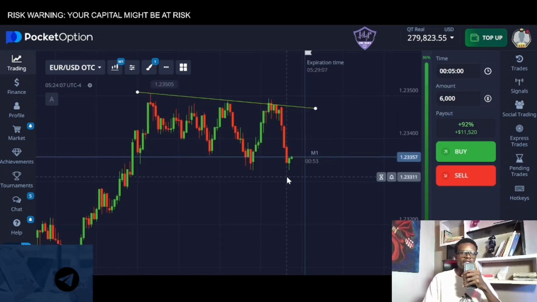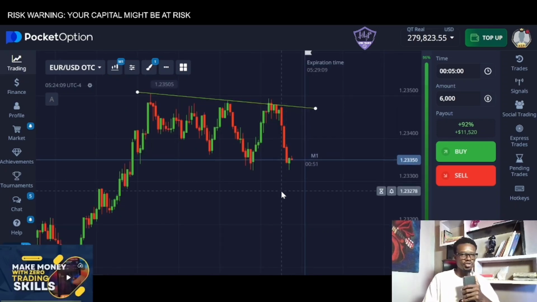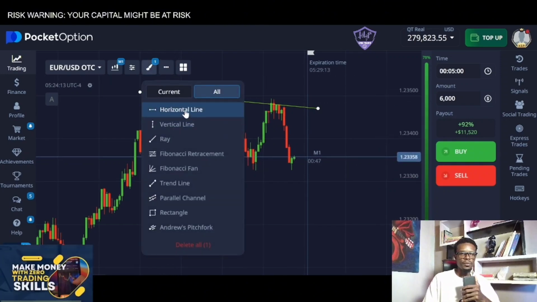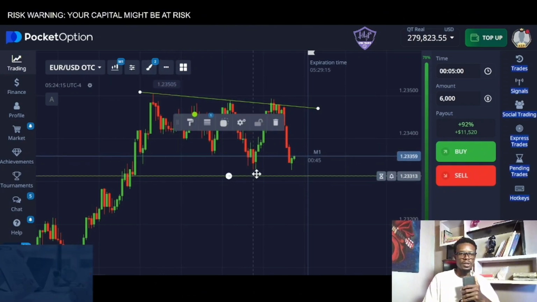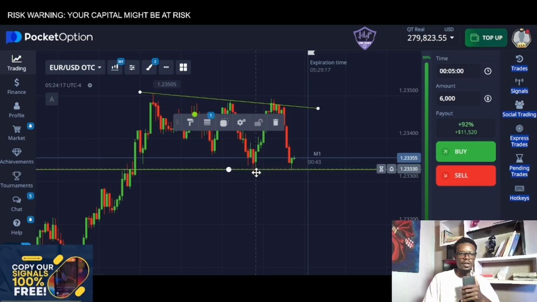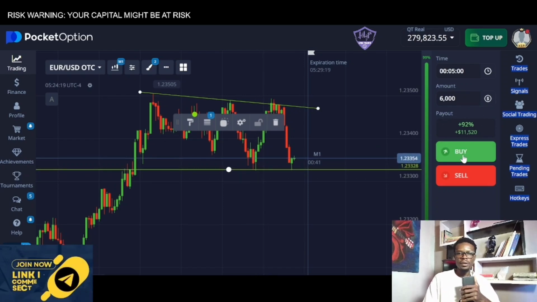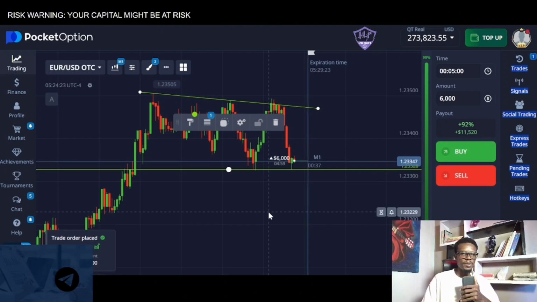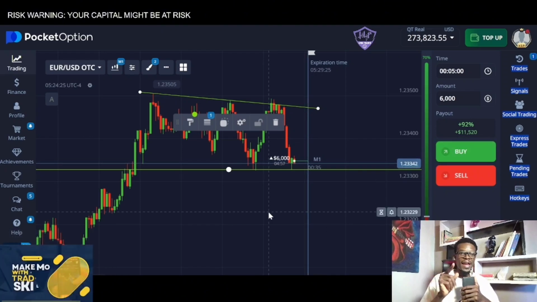All right, guys, we have the price moving very strongly on the upside, and I will draw a horizontal level on this very support. I want to see what is happening right here. So this right here is a previous support. I will join the buyers here for 5 minutes, and of course, I will explain why I place this trade.